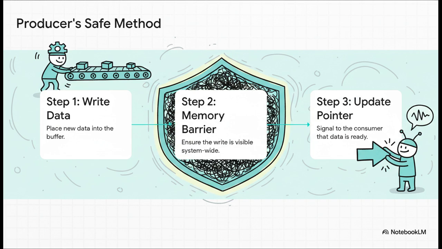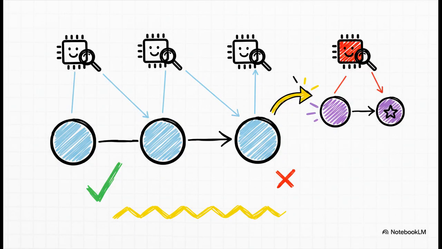And only then, step 3, does it update the head pointer. That's like flipping the switch that moves the belt, telling the consumer, hey, new stuff is ready for you. Without that barrier, the consumer might get the signal before the item is even fully on the belt. Big mess. All right, let's raise the stakes a bit.